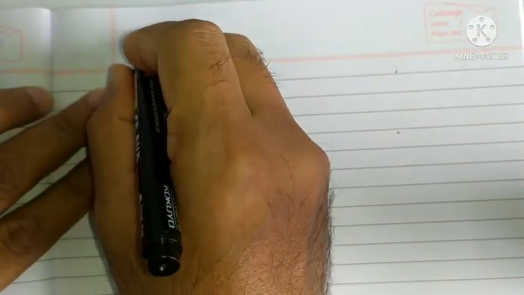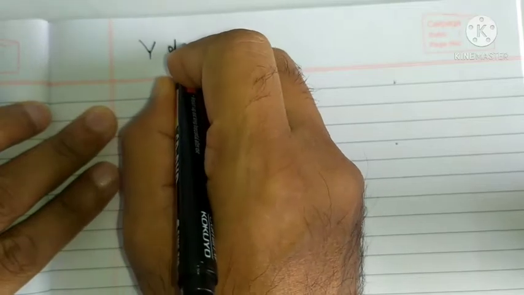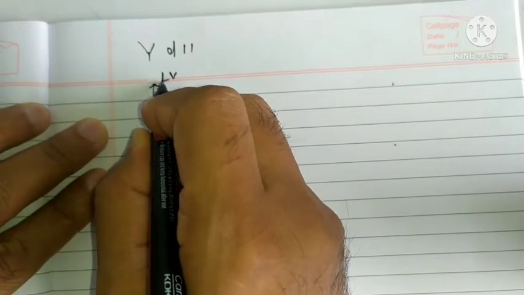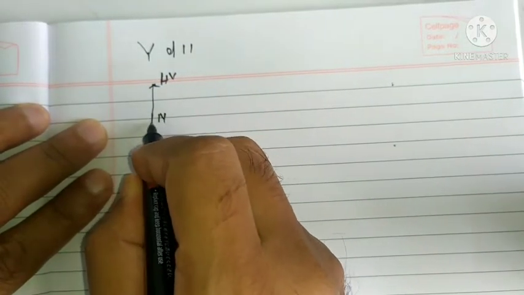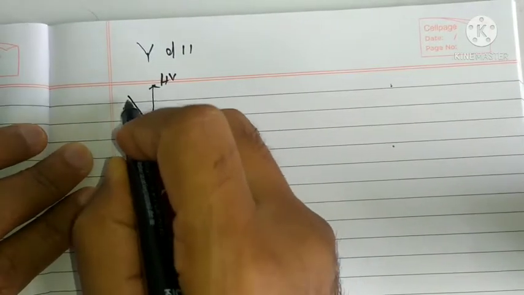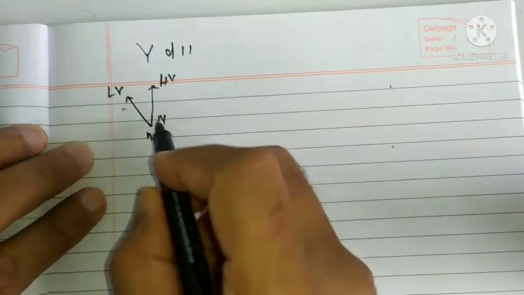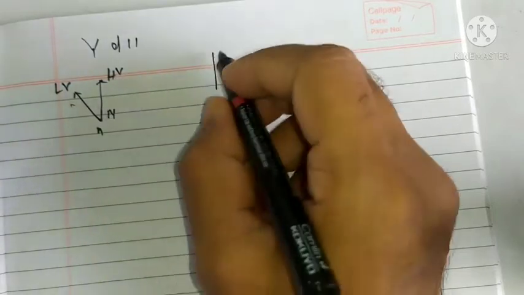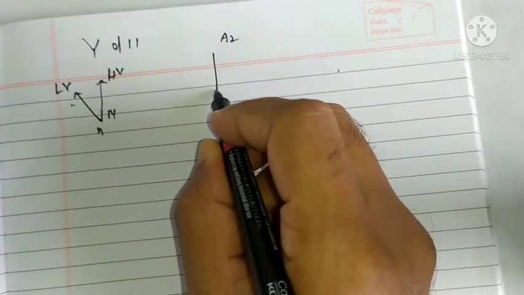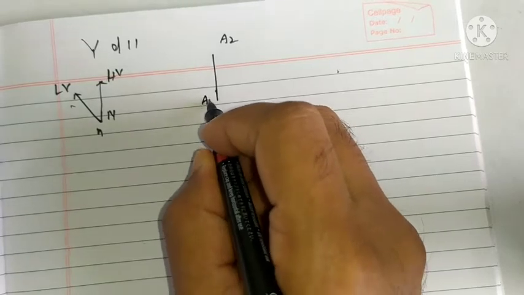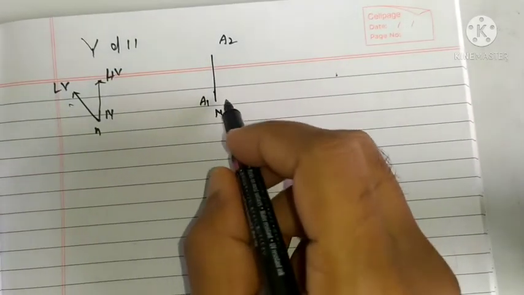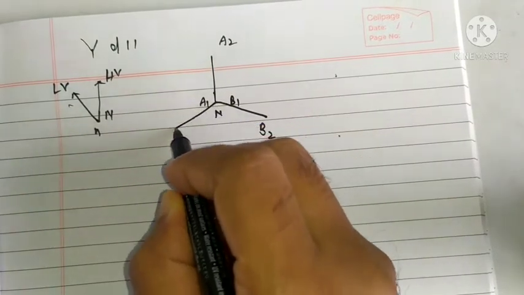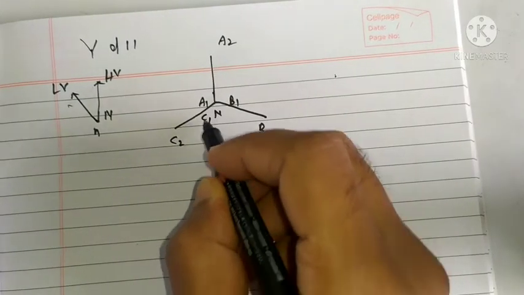that is YD11. So HV winding neutral is vertical, and LV winding neutral is at 11 o'clock. So the angle will be 30 degrees. So let me draw this star connection. Vertical, it is A2 to A1. That is also neutral. This will be B2 to B1, and this will be C2 to C1.